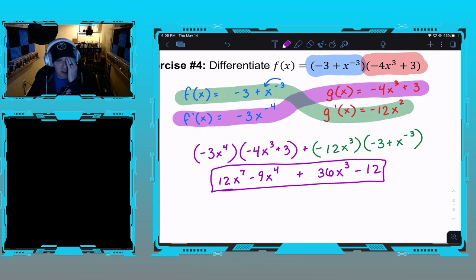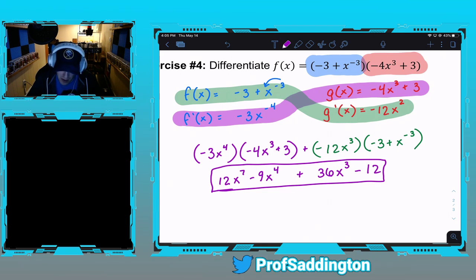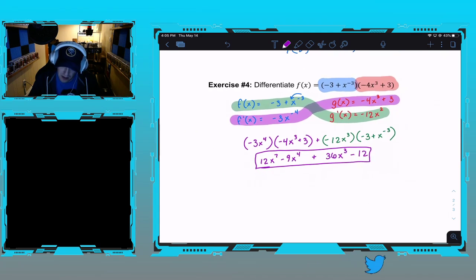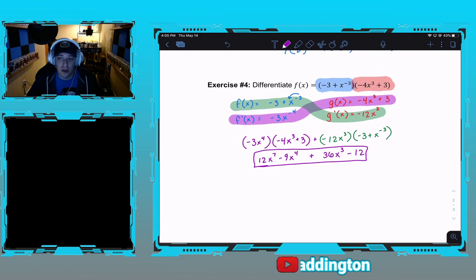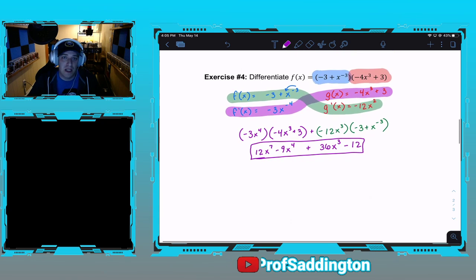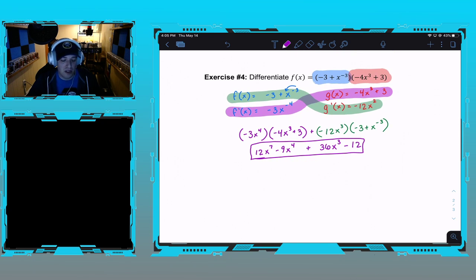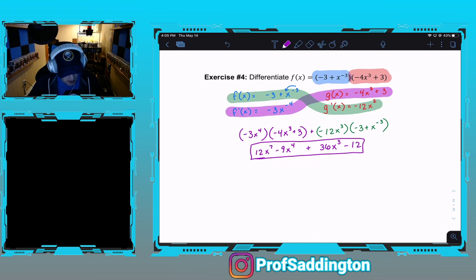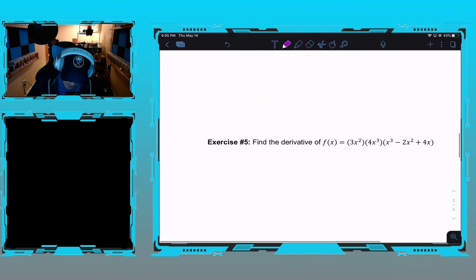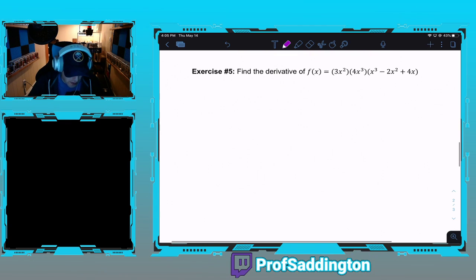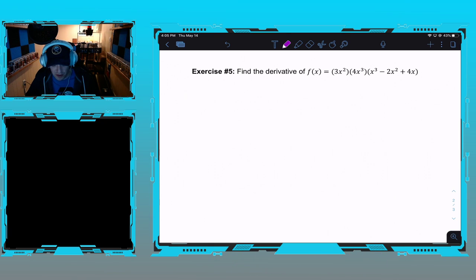There's nothing to combine, so that would be the derivative of f of x, which is also known, and I said it yesterday, derivative means that it's just the slope. So we just found the slope of that function. Okay, so I'm going to jump down to exercise number 5.